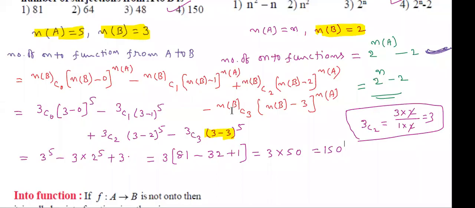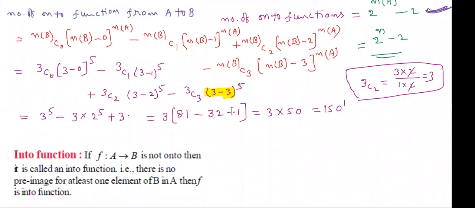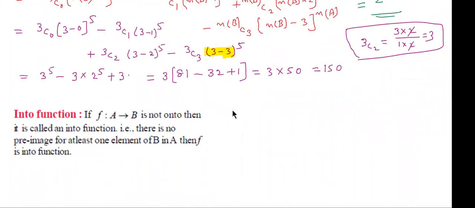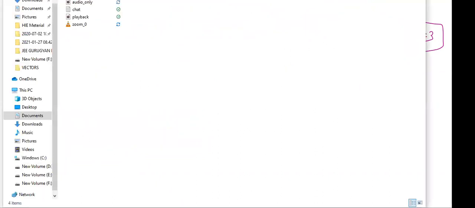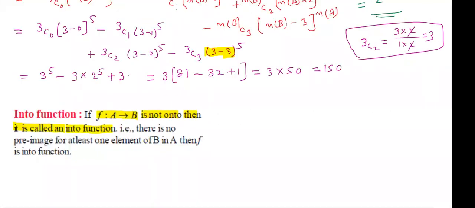Now, the onto function related problem is completed. See here, into function. If f maps A to B is not onto, then it is called an into function. If there is no pre-image for at least one element of B in A, then f is an into function.